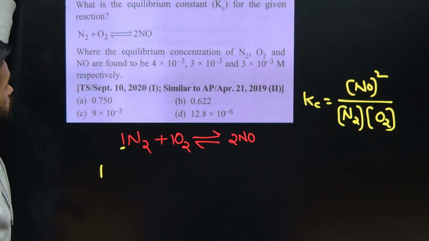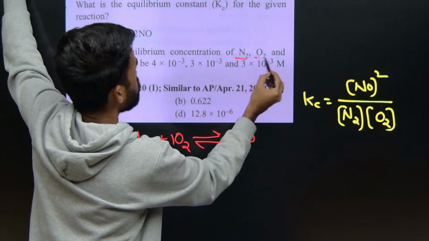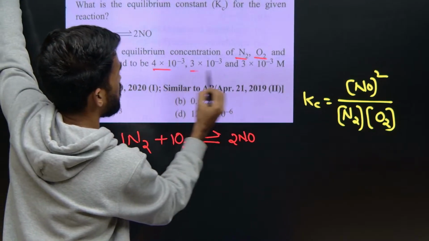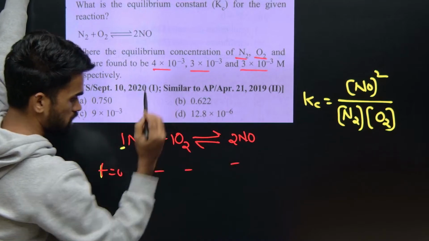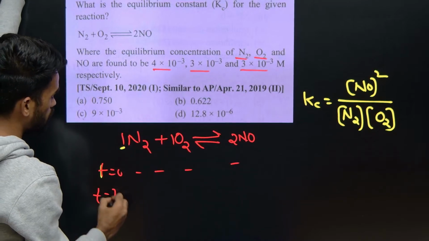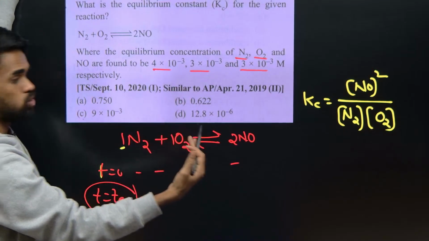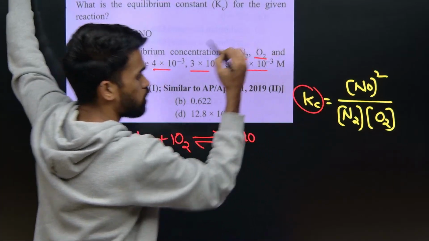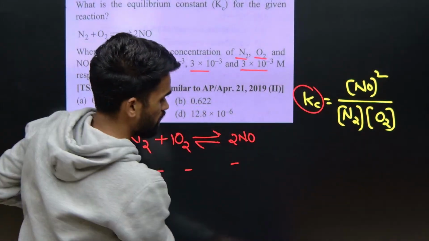Okay, and next, the equilibrium concentrations of N2, O2 and NO are found to be like this. It means initially they might have had some concentrations here, but at equilibrium these are the concentrations. So only in the equilibrium case are we now calculating this equilibrium constant. Yes, just substitute these values over there, you will get your answer.